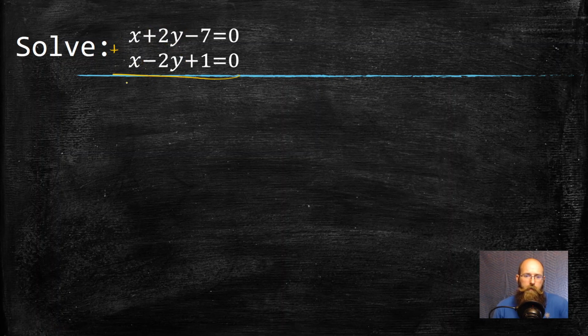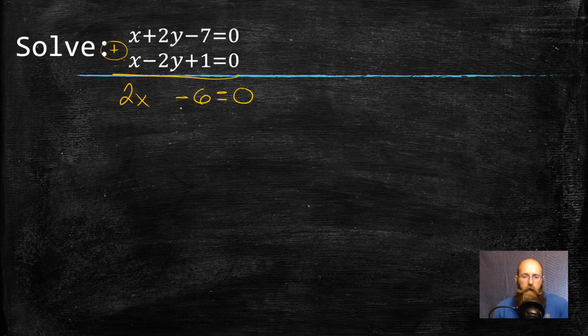x plus x gets me 2x. 2y plus a negative 2y gets me 0 y's. And I don't even have to write that, so I'm not going to. Sometimes that confuses people. Then I have a negative 7 plus a positive 1. That gets me a negative 6. 0 plus 0 is still 0, and my equal sign is going to come down just like normal there.